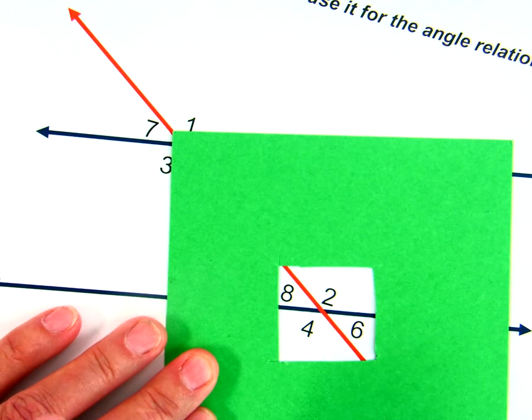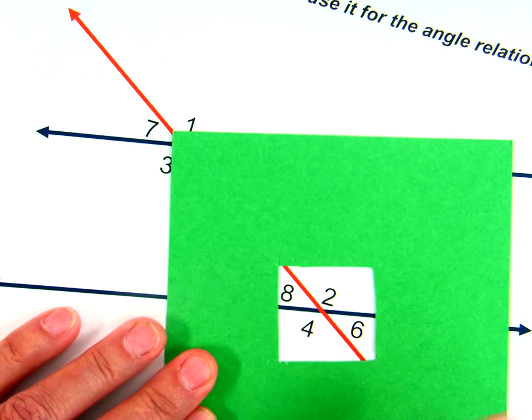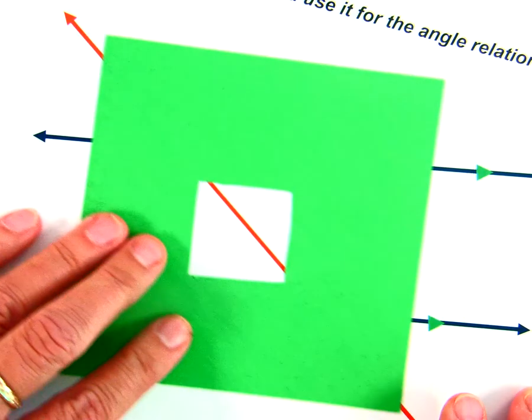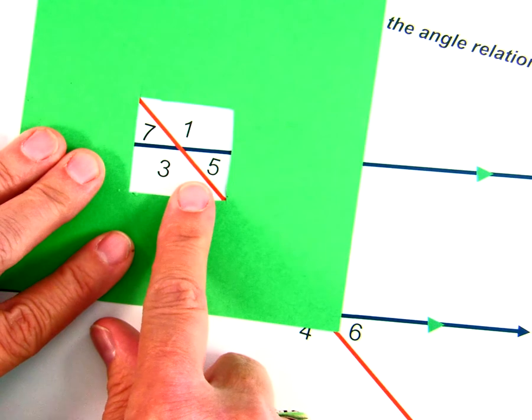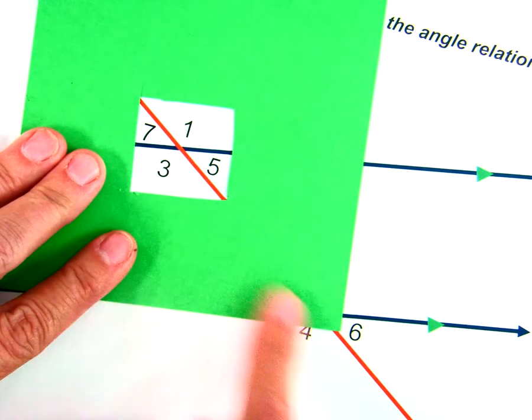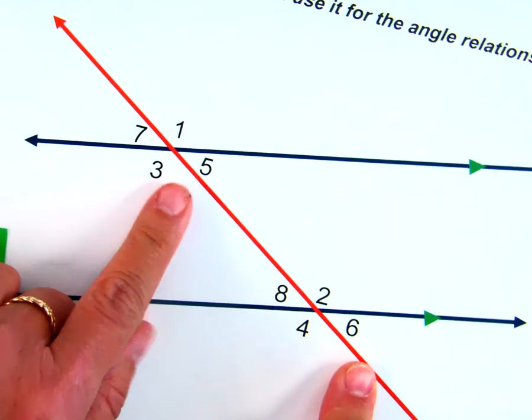The 1 was in the upper right. The 2 is in the upper right. They correspond because they're in the same relative location. 6 is lower right. Slide up the transversal. 5 is in the lower right. 5 and 6 are corresponding angles.